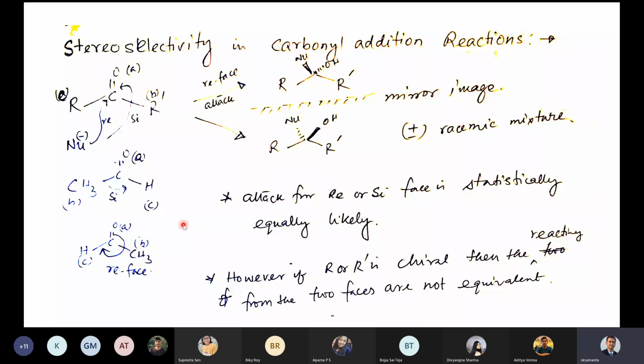Did you understand the question? If I take these two molecules, I mean, this is a single molecule, but there's a Re phase and a Si phase. Now if I attack with RMgX, a Grignard reagent, from which phase will it attack? Which phase's attack will be the major product?